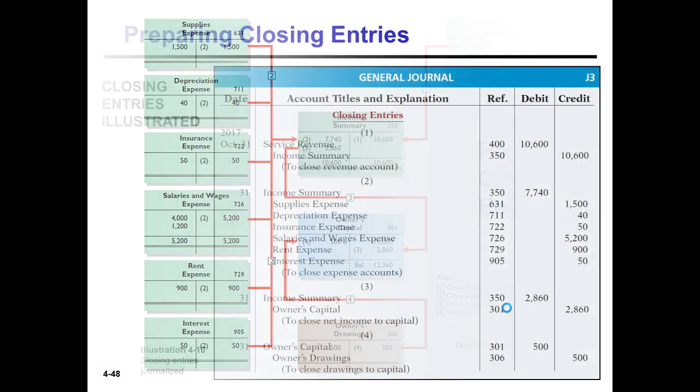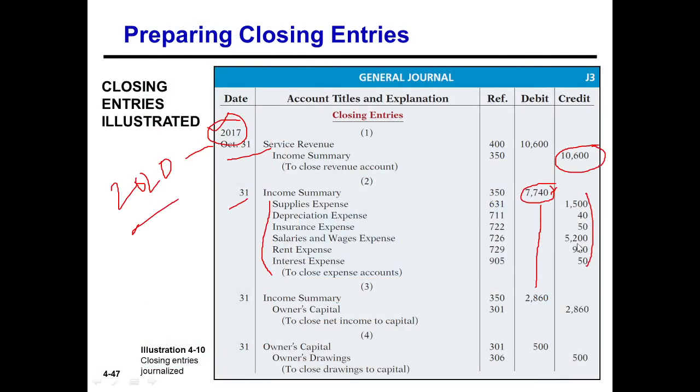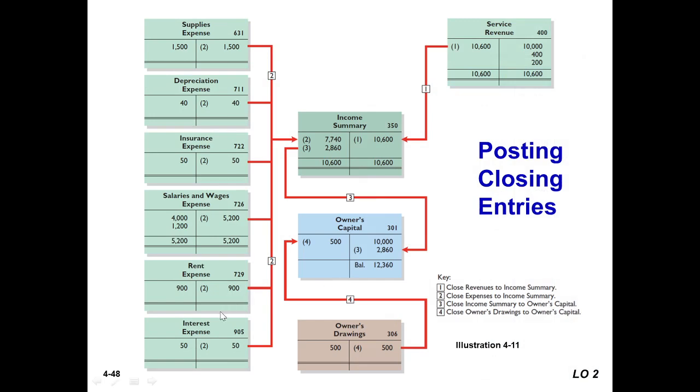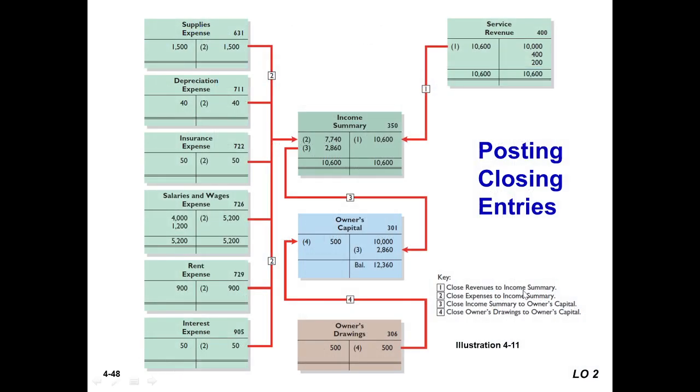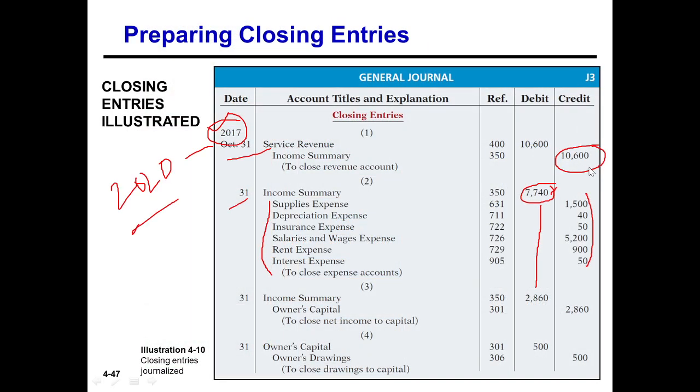Rent expense 900, and then interest expense 50. So all these 6 expenses are transferred to income summary. That means all expenses close to income summary. And now revenue accounts, we have revenues of 10,600. This is the 10,600 total.